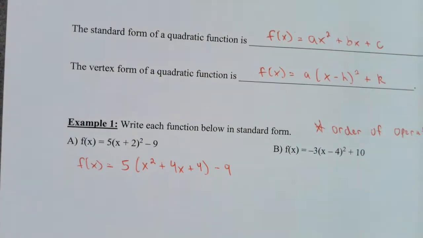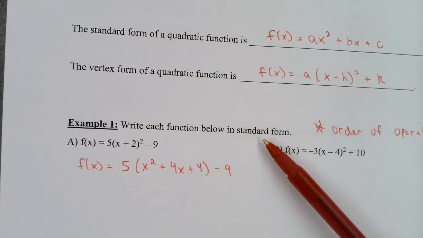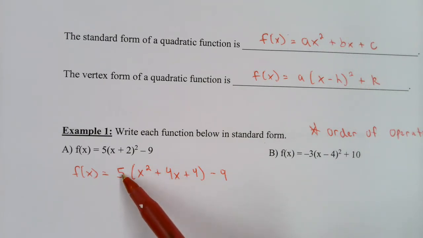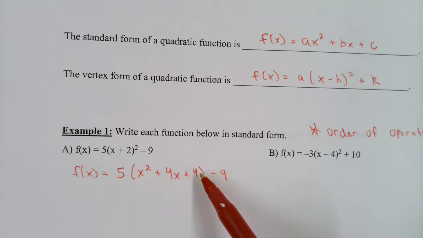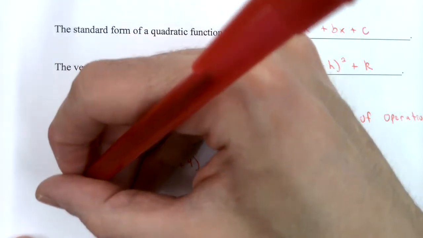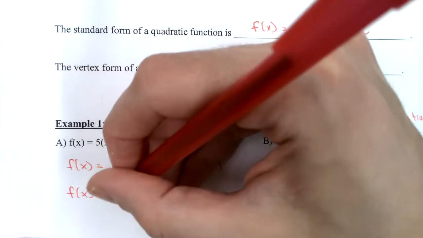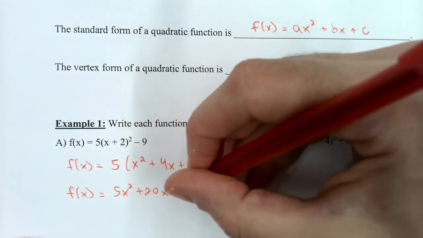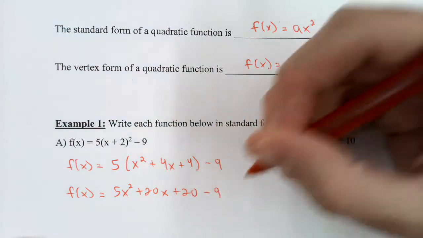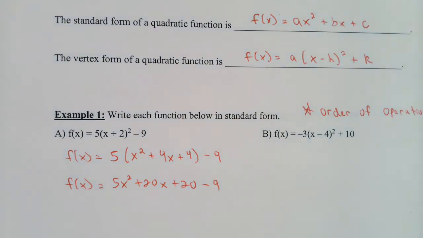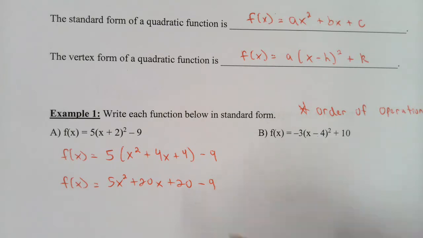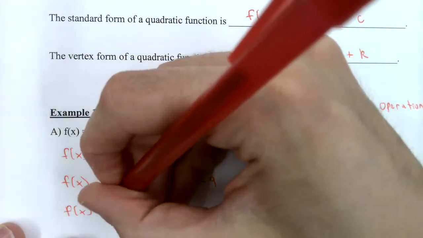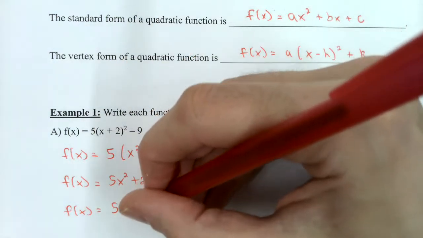But anyway, at this point, we have to get this in standard form, ax squared plus bx plus c. What you're going to do now is distribute the 5 to all 3 of these terms. So we're going to get f of x equals 5x squared plus 20x plus 20, and then minus 9. And then combine these like terms to get plus 11. 5x squared plus 20x plus 11.